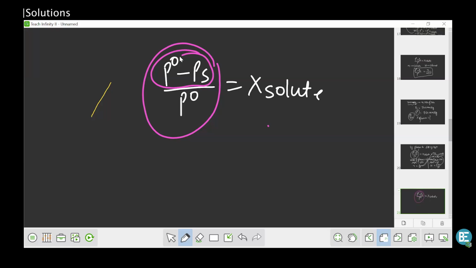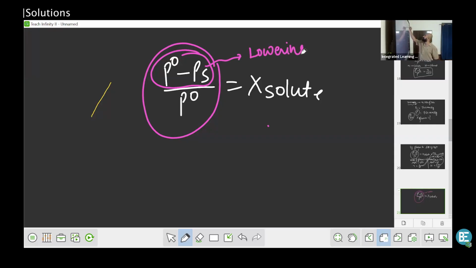Decrease in vapor pressure, or lowering in vapor pressure. Sometimes they may not ask you the relative lowering. They may simply ask you the lowering in vapor pressure. At that time you have to give them the value of P naught minus PS, rather than P naught minus PS upon P naught.